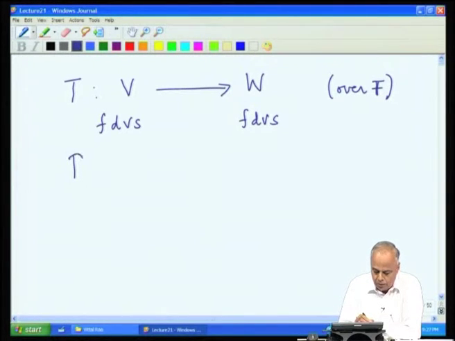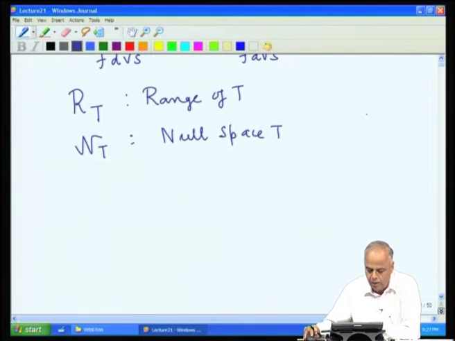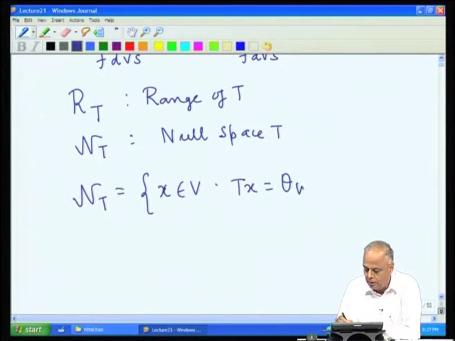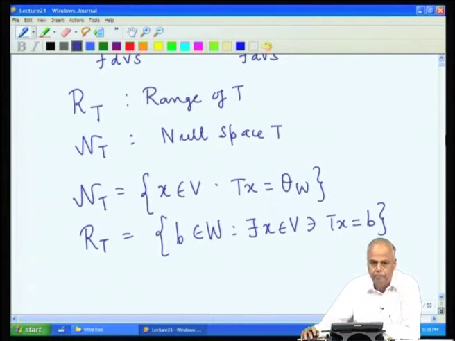We looked at two fundamental subspaces connected with T. One is R T, the range of T, and the other was the null space of T, which we denoted by N of T. If you recall, we defined N of T to be all those vectors in V which get mapped to the 0 vector in W, and the range of T was all those vectors in W for which we can find a pre-image in V such that T maps the pre-image to b.